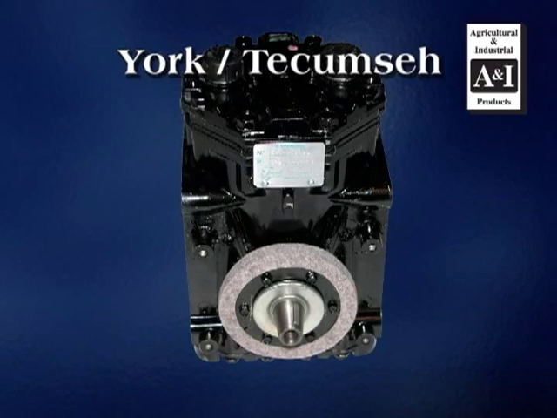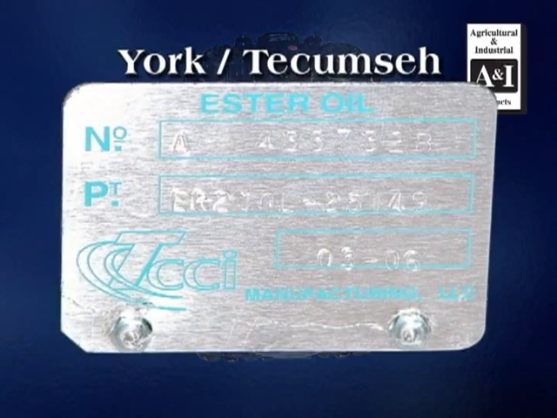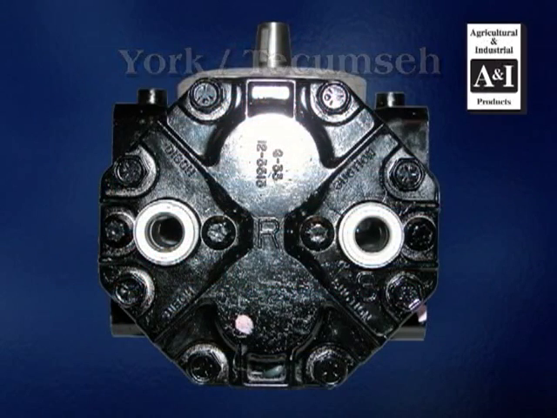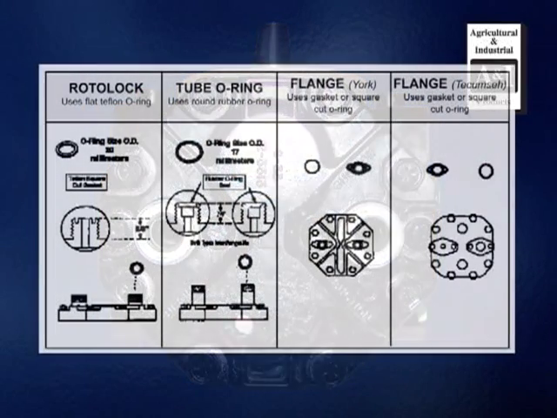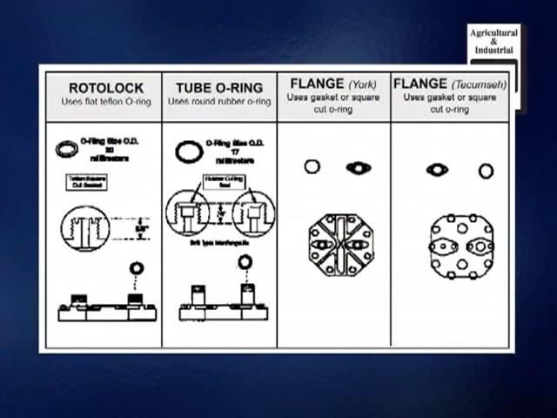York Tecumseh compressors are easily identified by the markings on top of it. On top of the head in the center, there'll be a letter R for right-hand rotation or L for left-hand rotation. The hose connections are identified by a flare fitting, O-ring, or rotolock, as shown here.